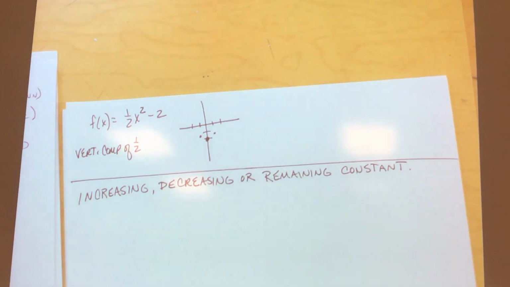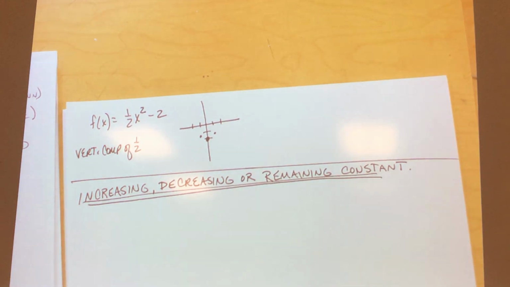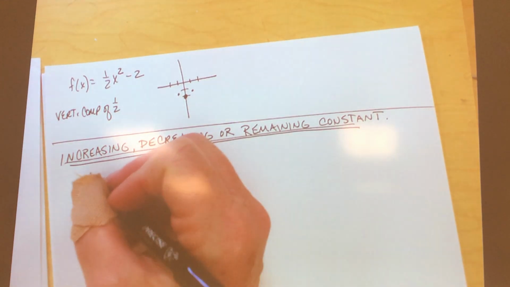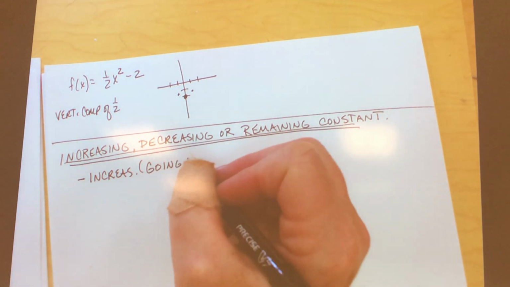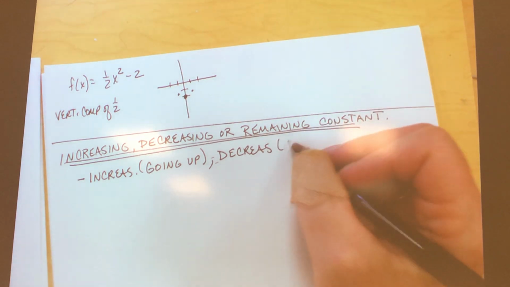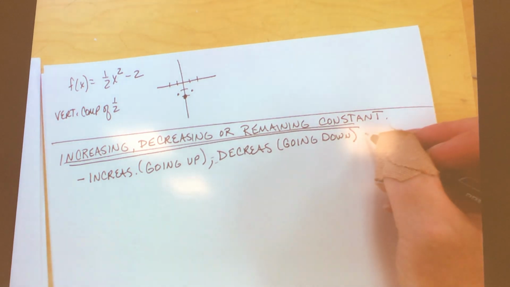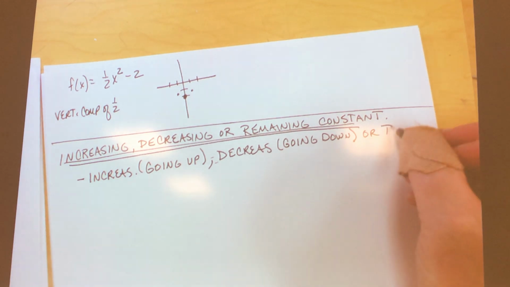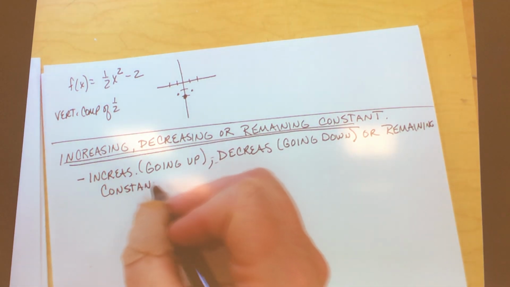So, here we go. This is to try and keep you from making mistakes. These problems are super, super easy, but people make crazy, stupid mistakes. So I'm going to write some stuff down to try and keep you from making those mistakes. Here's the first thing you need to write. Increasing, which is going up. Decreasing, which is going down. Or constant, same.